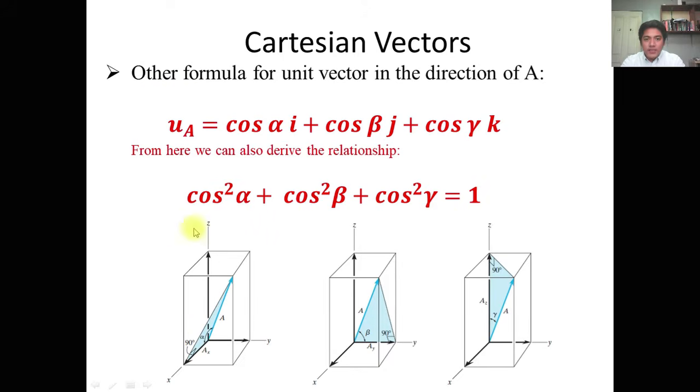So, this equation is very important because if we are given two direction cosines, for example the beta and the gamma, we can always get the alpha. On the other hand, if we are given alpha and gamma, we can always get beta. And lastly, if we are given alpha and beta, we can get the gamma, by simply using this formula.